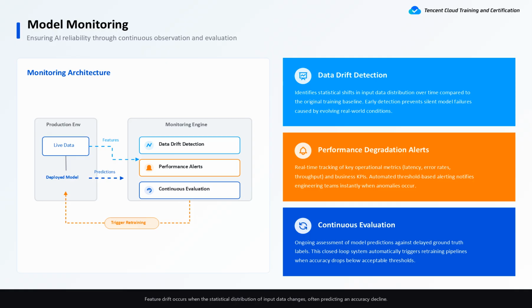Model quality monitoring uses feature drift and concept drift detection to identify early signals of model performance degradation. Feature drift occurs when the statistical distribution of input data changes, often predicting an accuracy decline. Concept drift occurs when the relationship between features and labels changes, meaning learned decision patterns no longer apply. When drift thresholds are exceeded, the system automatically triggers human review or retraining workflows, ensuring sustained model quality in production.